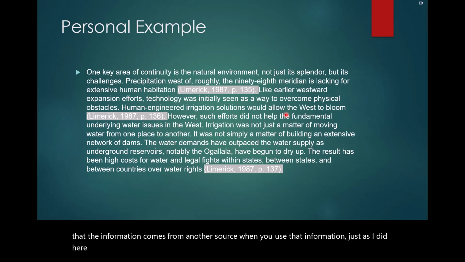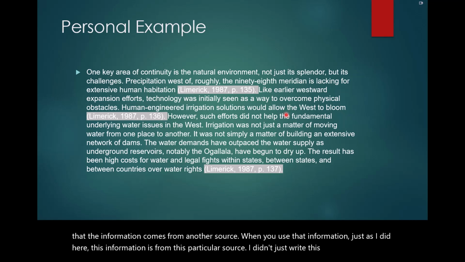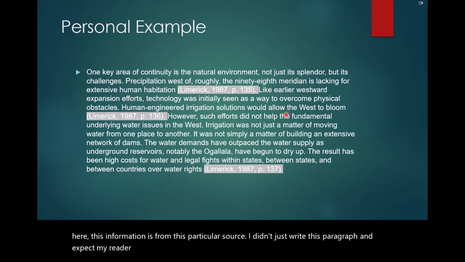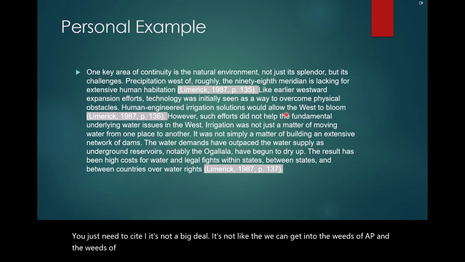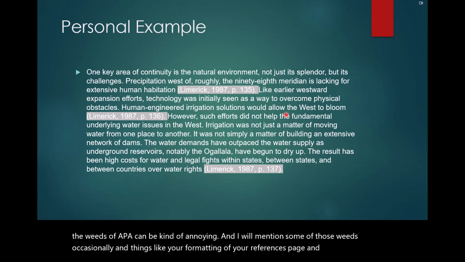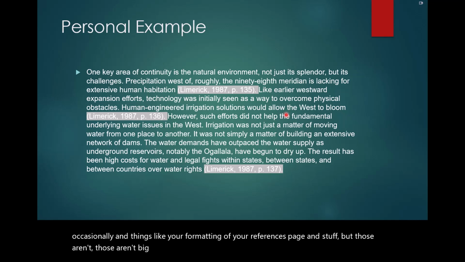This information is from this particular source. I didn't just write this paragraph and expect my reader to see my references list at the end and say, oh, I bet this paragraph came from Limerick. You just need to cite. It's not a big deal. We don't need to get into the weeds of APA, and the weeds of APA can be kind of annoying. I will mention some of those weeds occasionally, like the formatting of your references page, but those aren't big deals. The big deal is that you make what I like to call a good faith effort to cite.